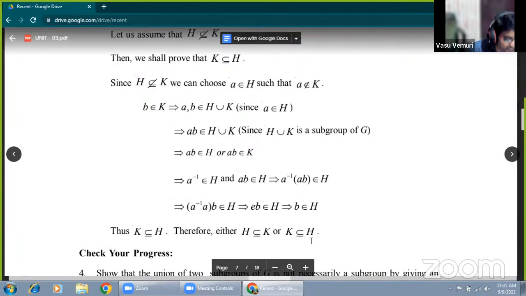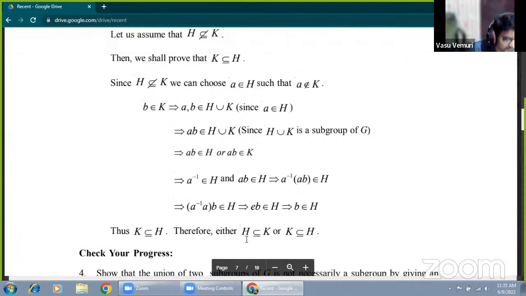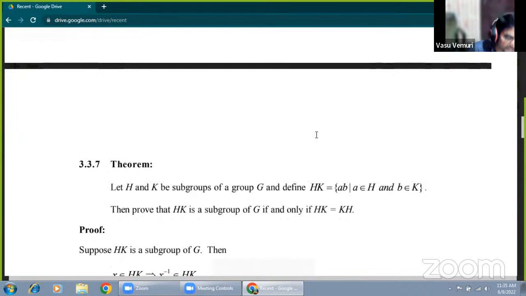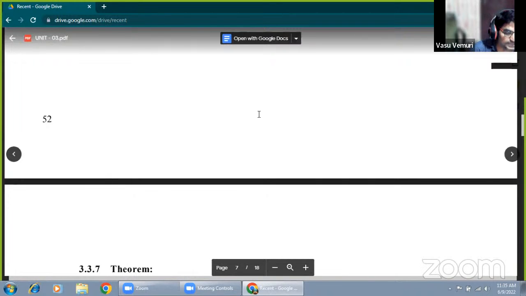Suppose K is not contained in or equal to H, we must prove that H is contained in or equal to K. Therefore, that's why one is contained in the other. That's enough. That is the result from the union of the subgroups. Now, this is a very important theorem, especially for subgroups.